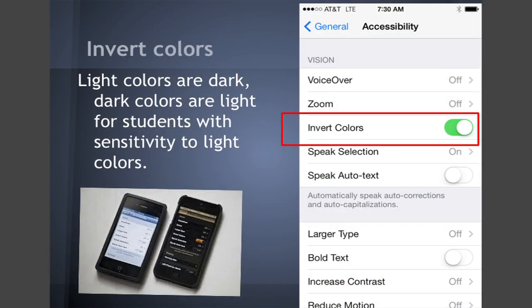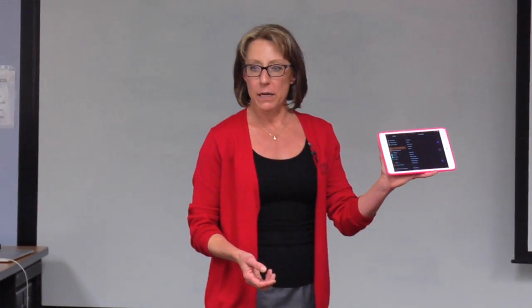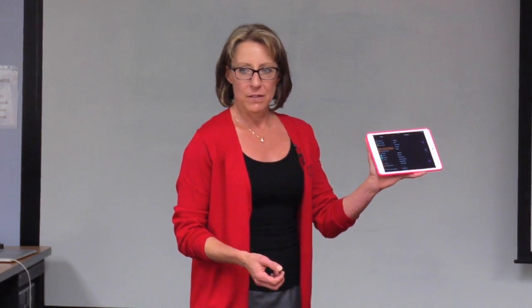Now the next one is invert colors, and I'm going to show it to you on my device because it won't show on the big screen. So see how I have a white screen with black text? If I click invert colors, and you can do that on yours as well, creepy cool. Now it's black with white writing. Go into your photos. It changes it, it inverts all the colors.